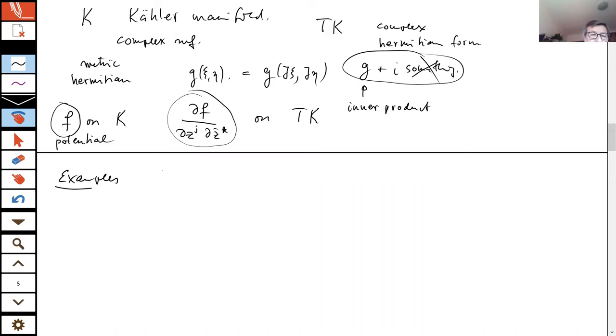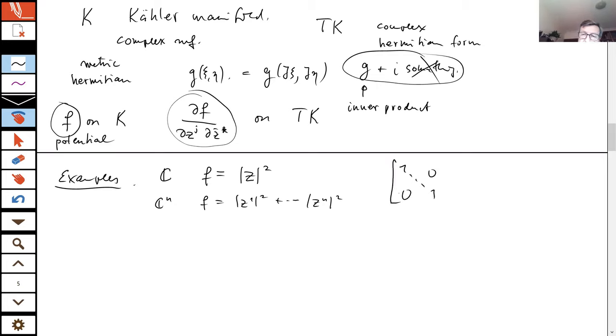Okay. But my examples may still be global. Say on C as a Kähler manifold, the most simple function which produces a complex Hessian Hermitian form is F equals absolute value Z squared, or we could also go in Cn and say F equals Z1 squared plus and so on Zn squared. Obviously, if we take the complex Hessian of this function, we get the identity matrix, which is a nice Hermitian matrix. So this is the simplest example.